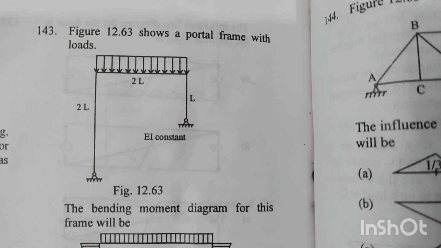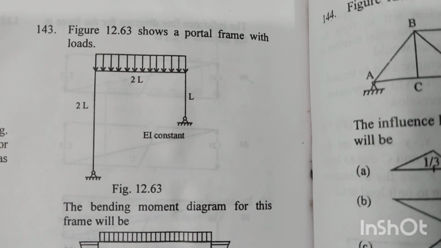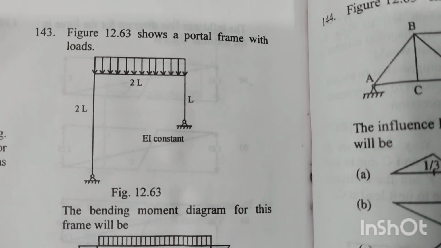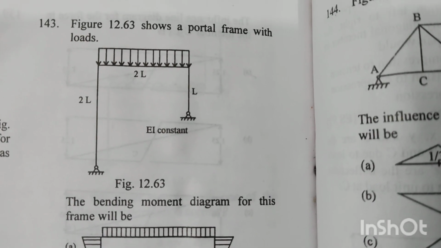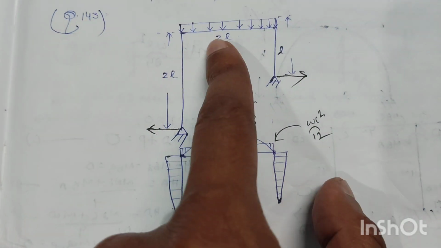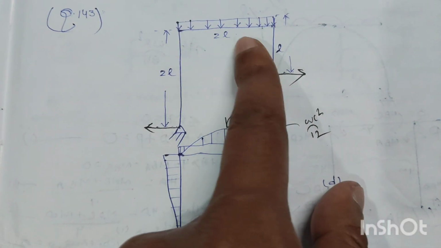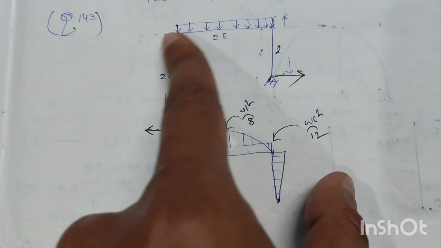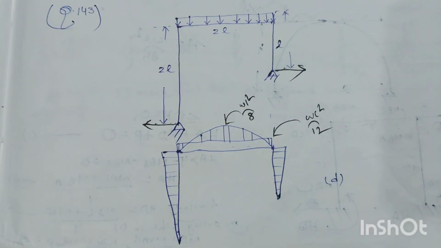Number 143. Figure 12.63 shows a portal frame with loads. The bending moment diagram for this frame will be. So a portal frame is given in the question. The load is uniformly distributed. Load is given on the top chord or top member.